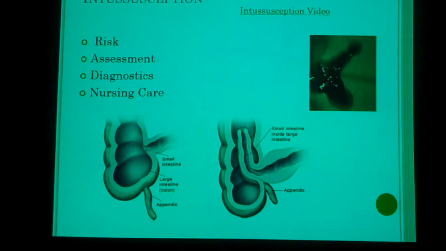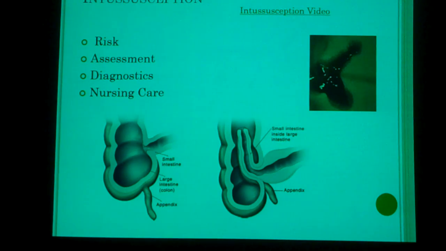Intussusception: the risk of this is if the child has cystic fibrosis. Assessment: they'll have sudden episodic abdominal pain, draw their knees up to their chest and scream. Maybe an abdominal mass and currant jelly stools. Diagnosis is made by ultrasound.